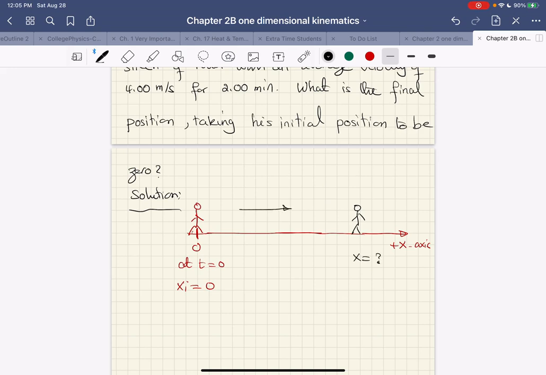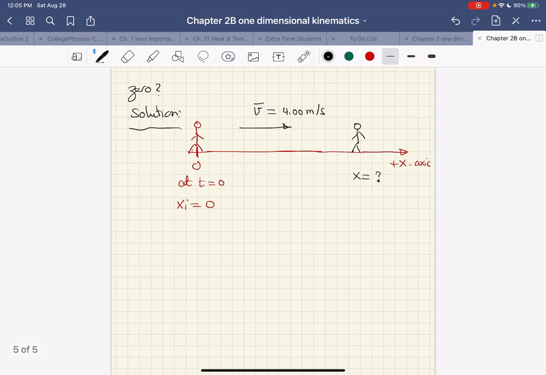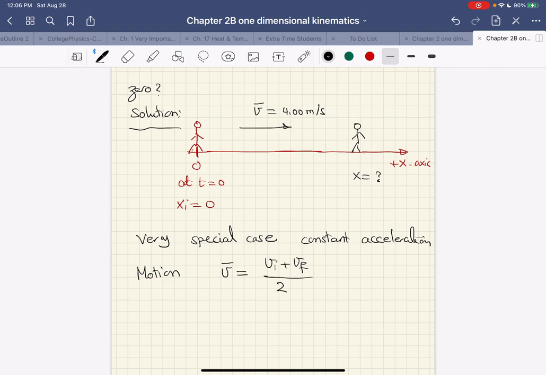And I have the average, okay, all over the trip. Now, one thing that I want you to know here, this is a very special case when I have constant, but don't apply it for everything. When I have constant acceleration motion, my V average is VI plus V final divided by 2. And as I said, this is a very special one.